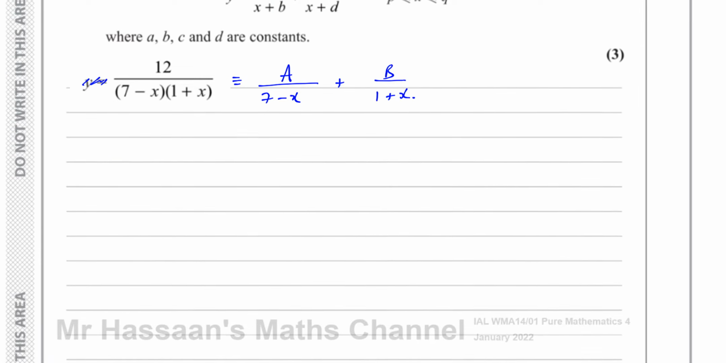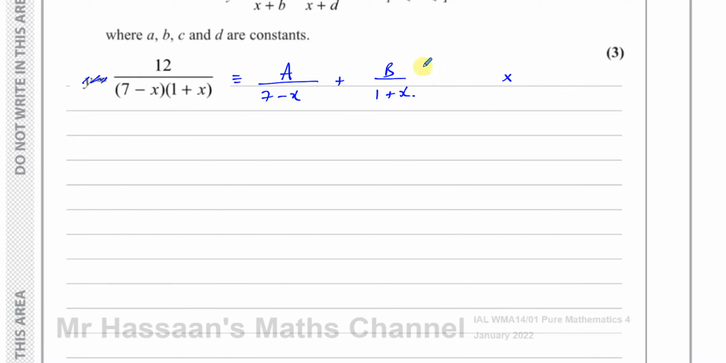Now what we're going to do here is multiply both sides of this identity by the LCM of the denominators, which is 7 minus x times 1 plus x. When you multiply this side, both of those cancel out with this, leaving you with 12. You multiply this term by these two factors, the 7 minus x cancels, leaving you with 1 plus x. And you multiply this term by these two factors, the 1 plus x cancels out, leaving you with b times 7 minus x. Now we need to find the values of a and b.